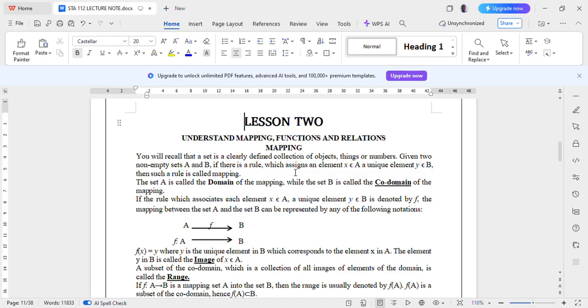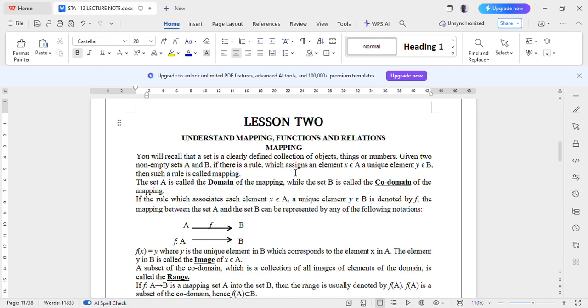In the last class we talked about set theory. We talked about the definition of sets, types of sets, Venn diagrams, and operations on sets, including intersection, union, and so on. We also talked about equivalent sets and the cardinality of sets. That is what we discussed in the last class.